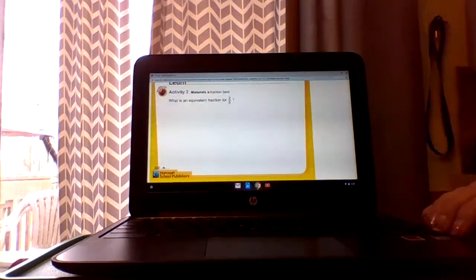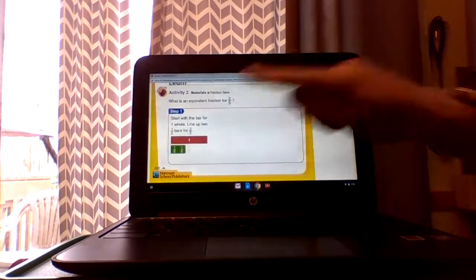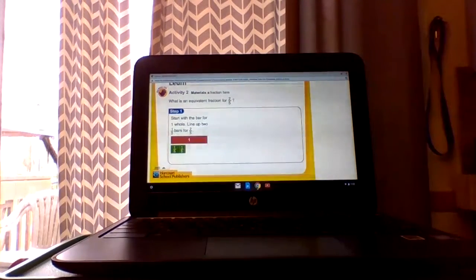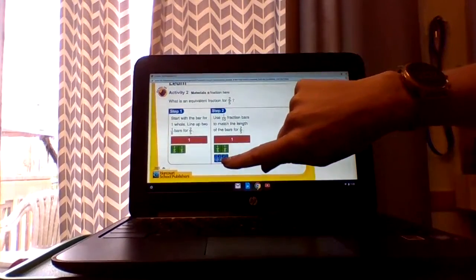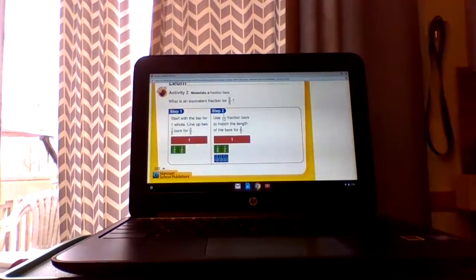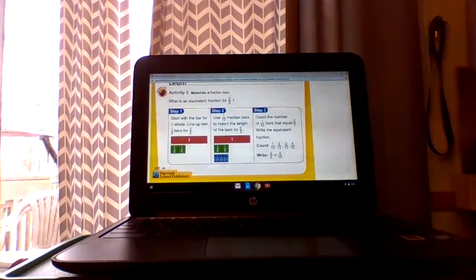Okay, so we need to find an equivalent fraction for 2/5. Let's line up 2/5. 1/5, 2/5. So now we have to find fraction bars that are even smaller than fifths. I bet I know. Look, tenths. 1/10, 2/10, 3/10, 4/10. 4/10 is equal to 2/5. Right there, 2/5 is equal to 4/10.